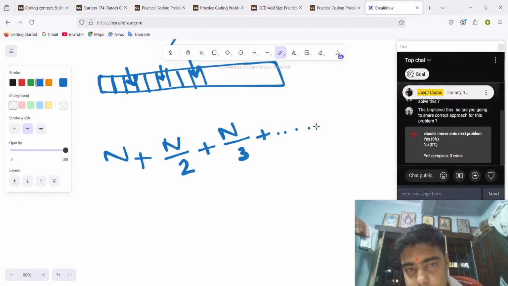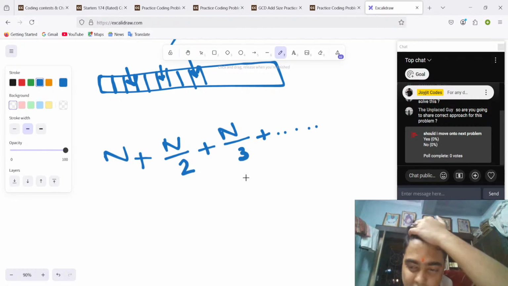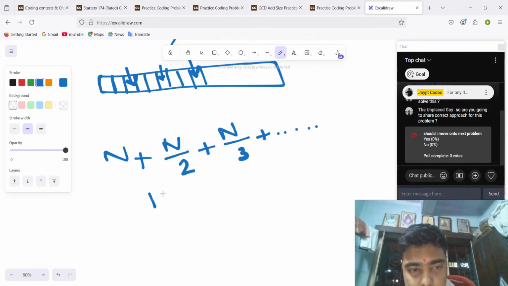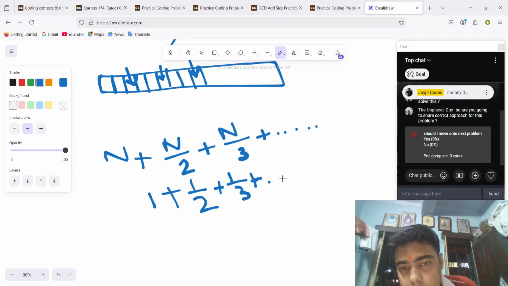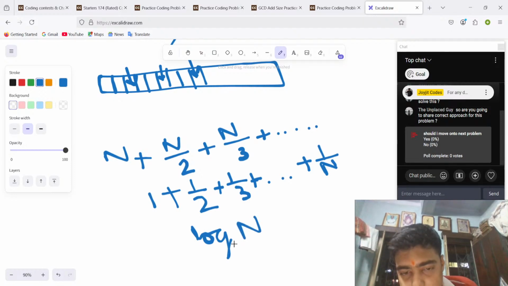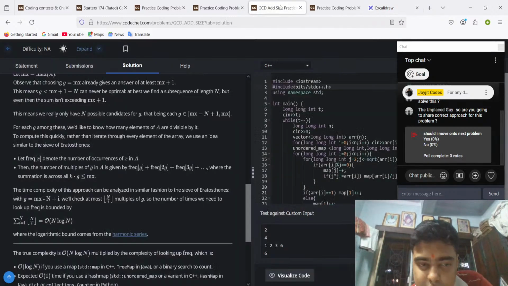Now if you don't know how to solve it, there is one thing, I don't know whether you have come across this formula or not. That is 1 plus 1 by 2 plus 1 by 3 plus dot dot dot plus 1 by n is equal to nothing but log of n. Clear? So we can do it by that method.